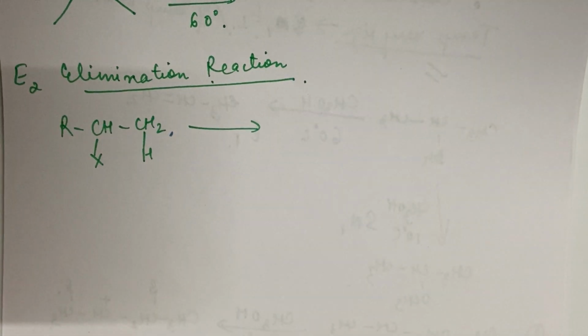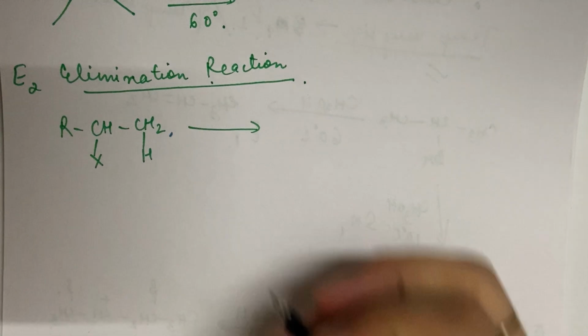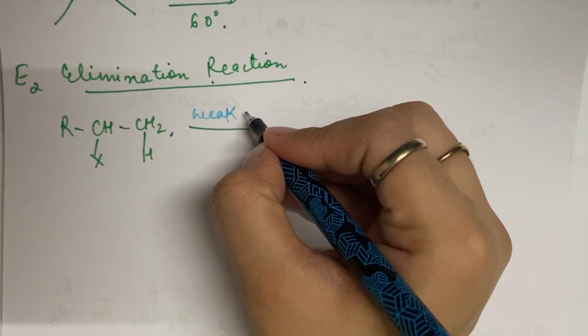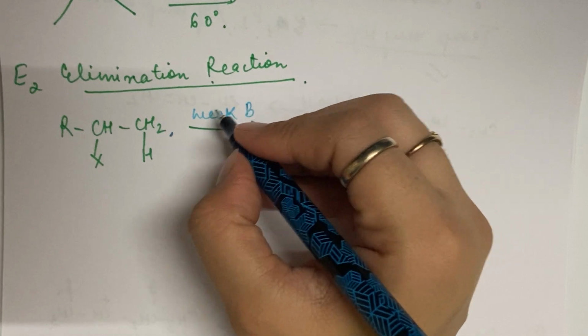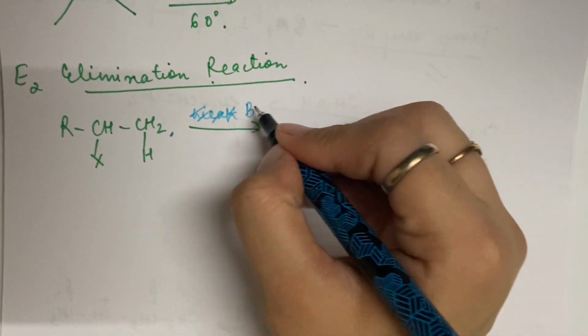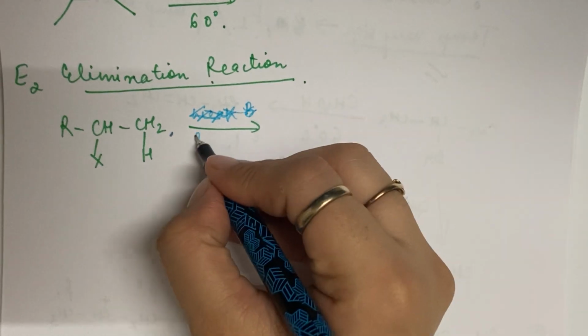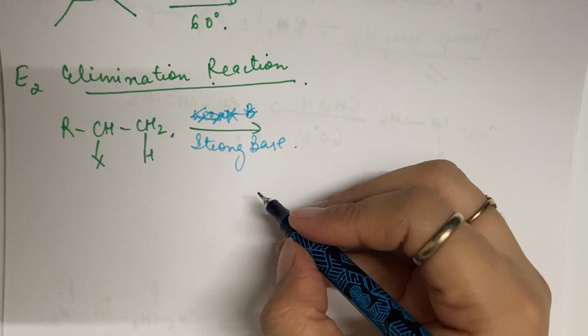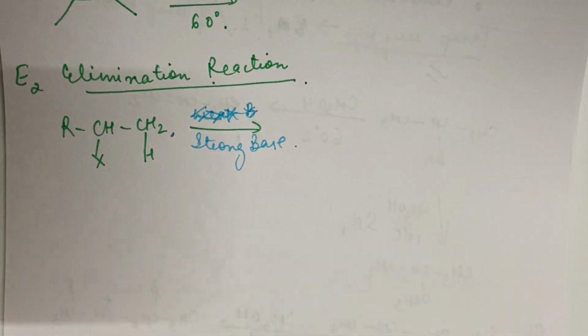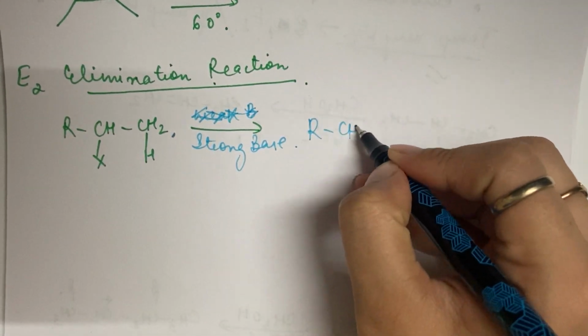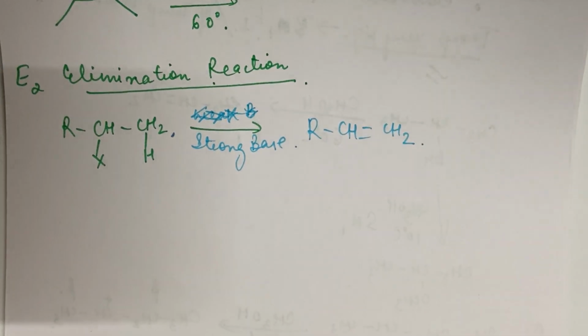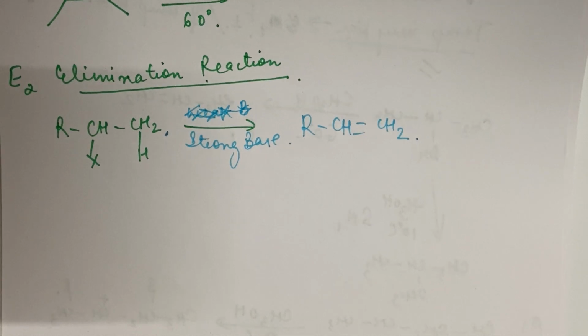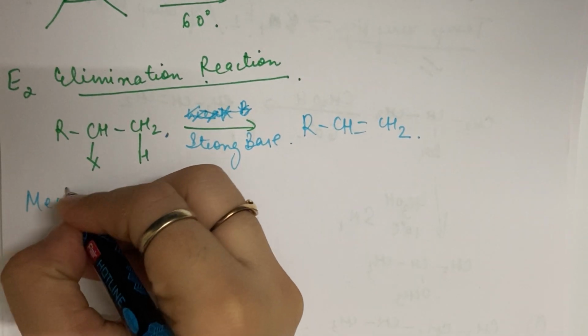So in the previous you have taken a strong nucleophile. Here you will take a weak nucleophile or weak base. Sorry, in that case you have taken a weak base, and here you will take a strong base. So what will happen? It will give you R, CH double bond CH2. In this also obviously an unsaturated compound will form. Let's see the mechanism first.